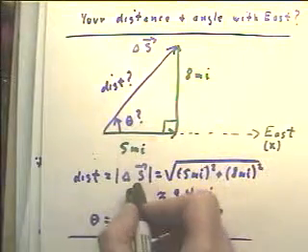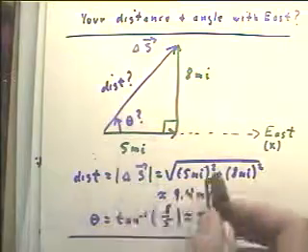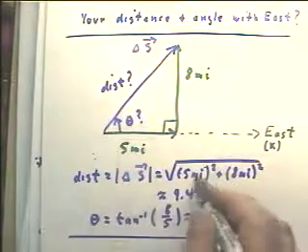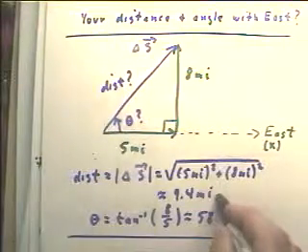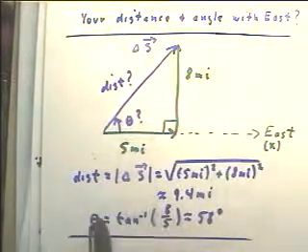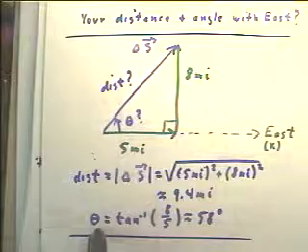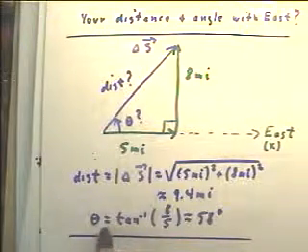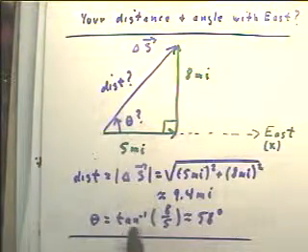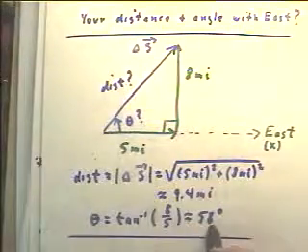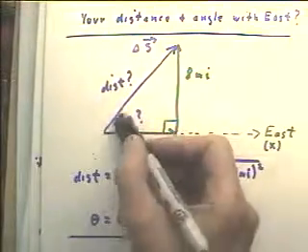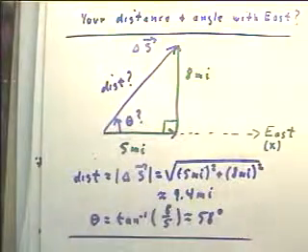Okay, the distance is the magnitude of that vector, which will be the square root of the sum of the squares of the components, which comes out to be 9.4 miles. The angle at which you move with respect to east will be the inverse tangent of the y component over the x component, which is 58 degrees measured counterclockwise from the easterly direction.